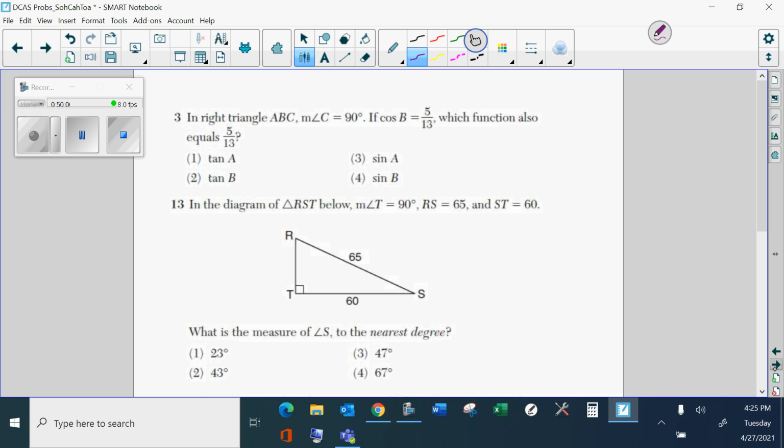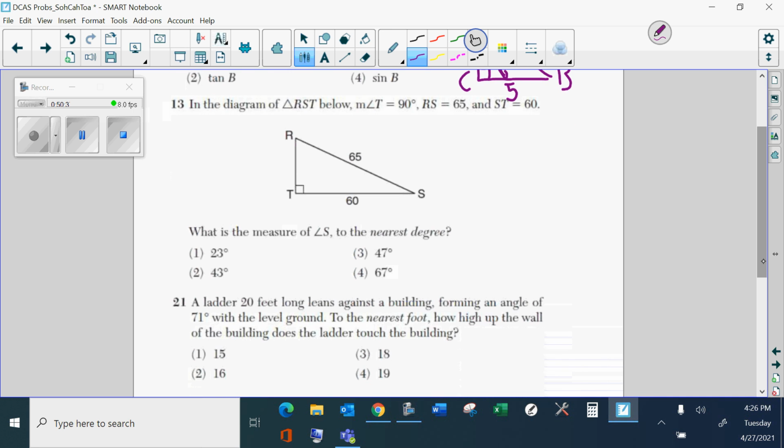All right. So right triangle, C is the right angle. A and B. It says cosine of B, which is adjacent over hypotenuse. Oh, we have a 5, 12, 13 Pythagorean triple right there. That's why you know this. Memorize your Pythagorean triples. Which function also equals 5/13? Well, if I go from A, it would be the sine, opposite over hypotenuse, the sine of A. Boom, right there.